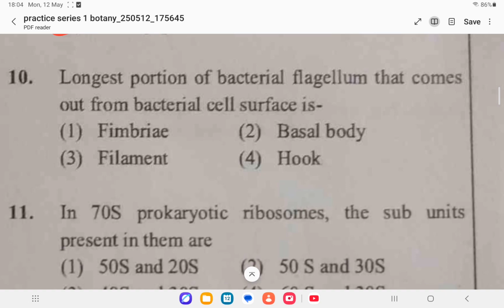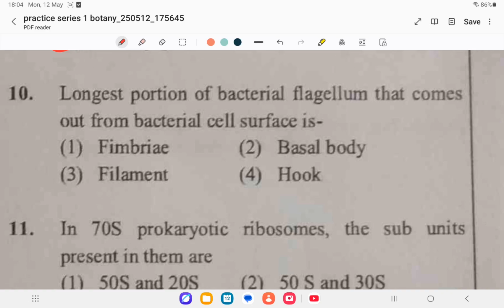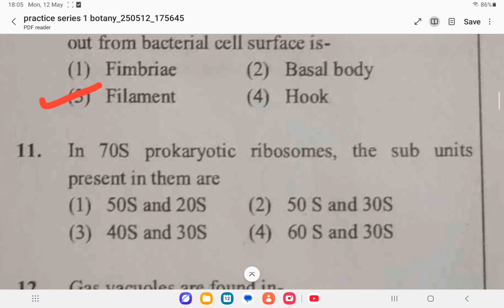Longest portion of bacterial flagellum that comes out from the bacterial cell wall surface is: option 1 fimbriae, option 2 basal body, option 3 filament, option 4 hook. The correct answer is option 3, filament, as it's the longest, written in NCERT. Bacterial flagellum is composed of 3 parts: filament, hook, basal body. Filament is the longest part, the hook is present in between, and the basal body is present at the bottom. Filament extends from the cell surface to the outside. You can check your NCERT, you will get this point.